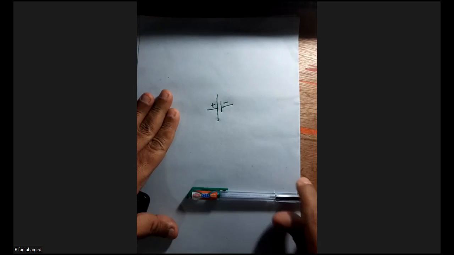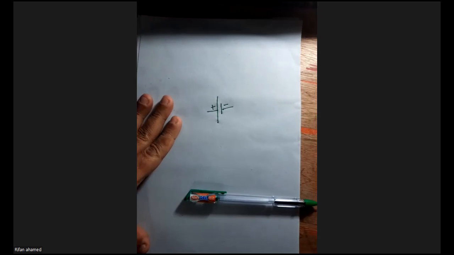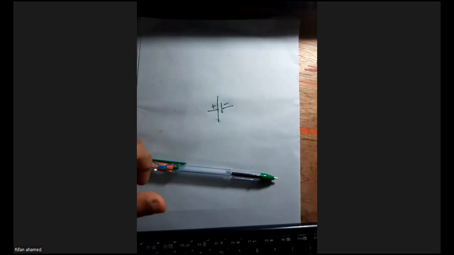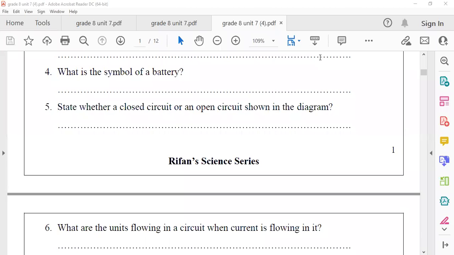Question number 5. State whether a closed circuit or an open circuit is shown in the diagram. If you look at the diagram, what kind of circuit is shown? Open circuit. Okay.